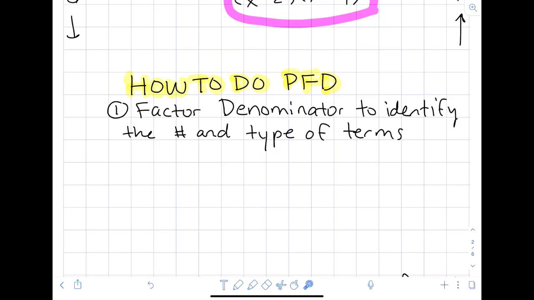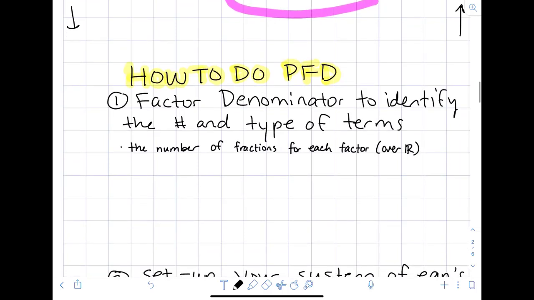And then we're going to look at the denominator and we're going to identify how many terms our fraction expression that we're going to end with will have. So our rules for our pattern setup is going to be, we're going to be looking for the number of fractions for each factor. And this is a factor over R, so we're not doing this for complex factorization over C. So the number of fractions for each factor is the multiplicity.